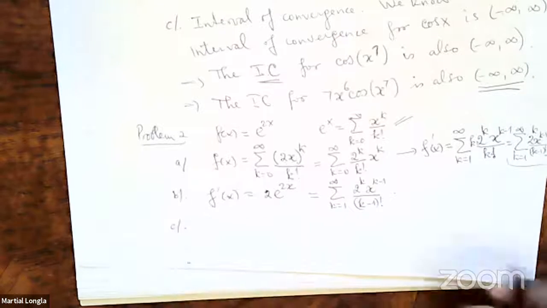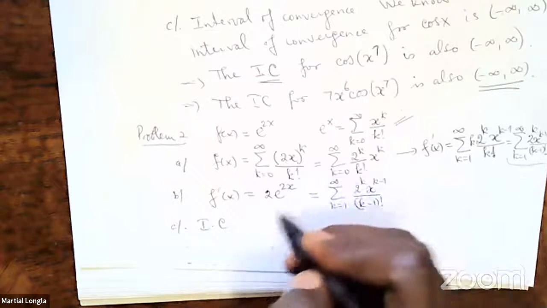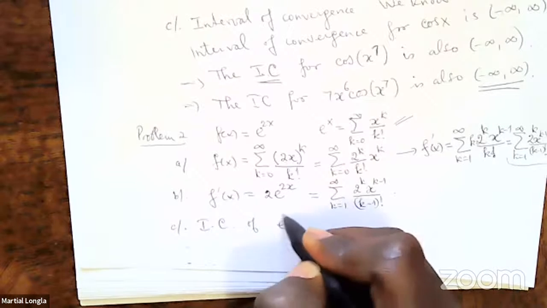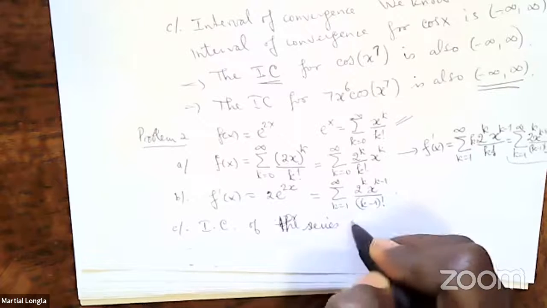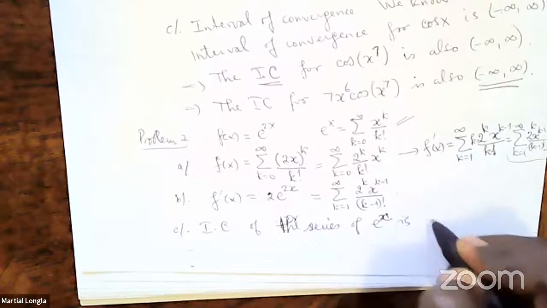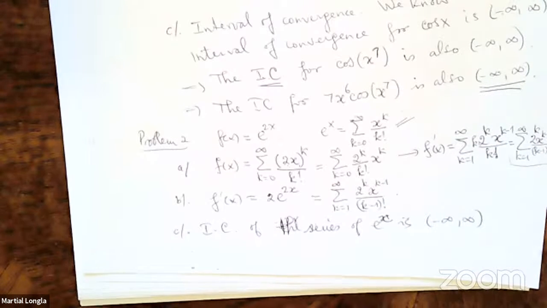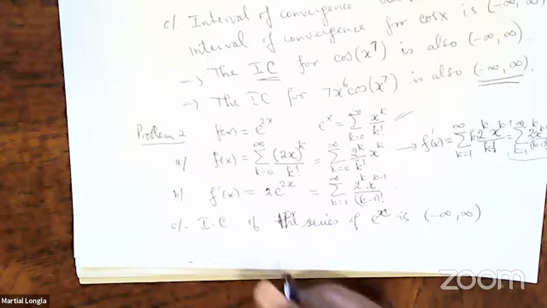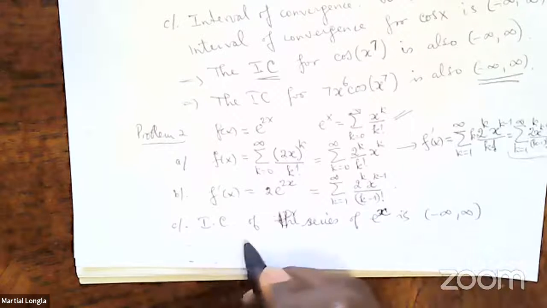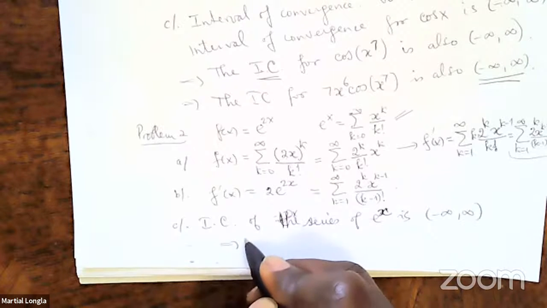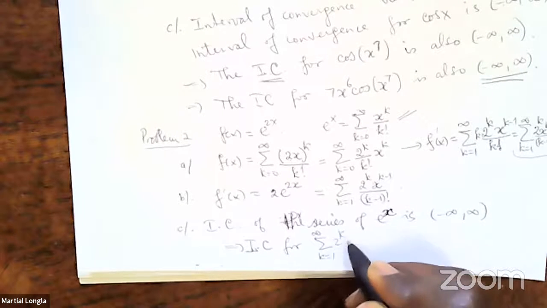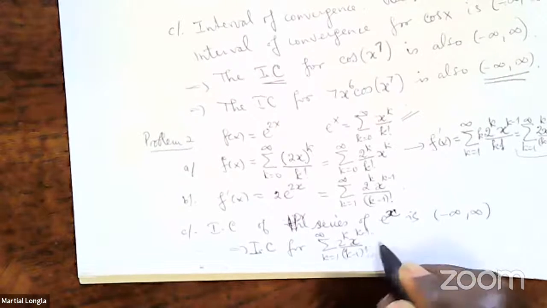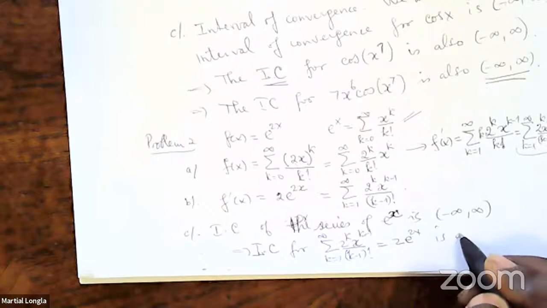And then you now look for the interval of convergence. The interval of convergence of the series of e to the x is negative infinity to infinity. We established that when we derived the power series. So if we just replace x by 2x, we're not changing this. So the interval of convergence for the sum k equal 1 to infinity, 2 to the k, x to the k minus 1 over k minus 1 factorial, which is equal to 2e to the 2x, is also negative infinity to infinity, because it will not change.